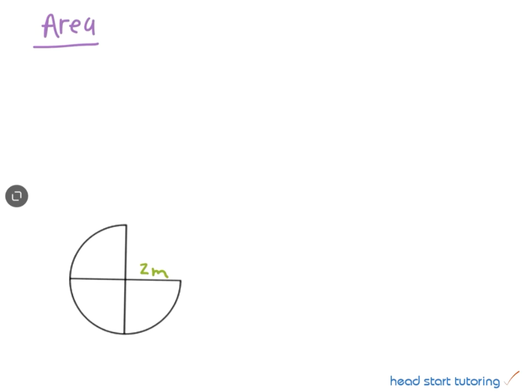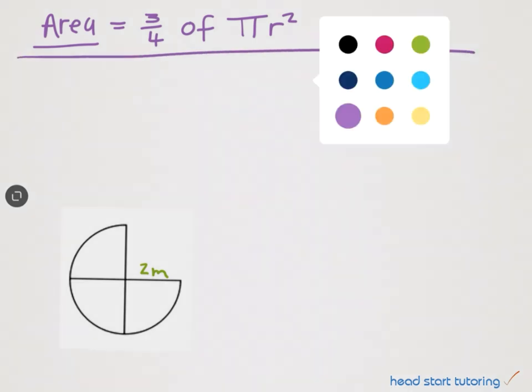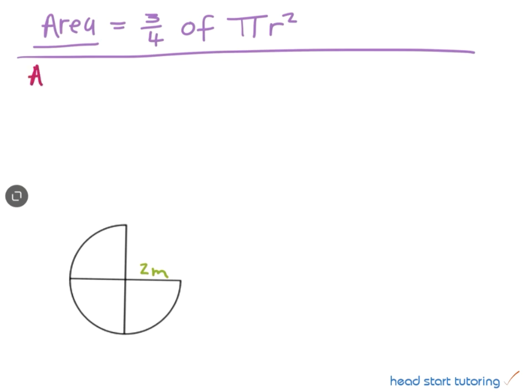If we would like to work out the area of 3/4 of a circle, we need to work out what 3/4 of the area of a full circle would be. So 3/4 of pi r squared is the formula for the area of 3/4 of a circle. So let's work out the area of this 3/4 of a circle using pi equal to 3.